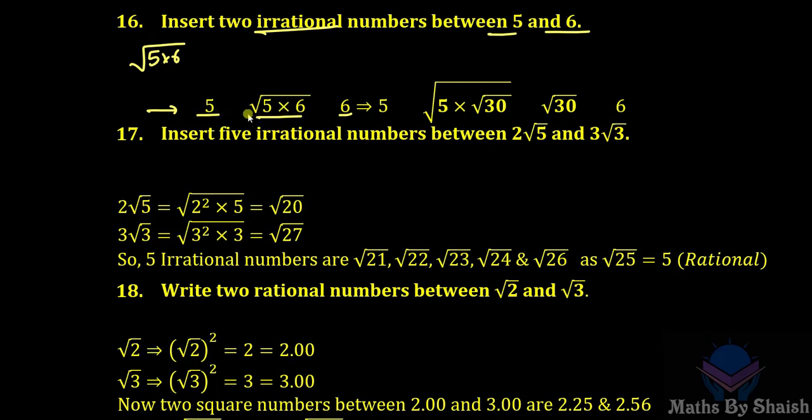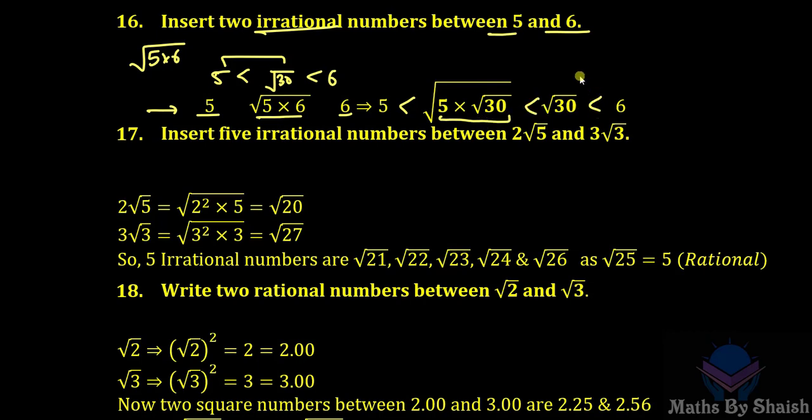So here root 30 is in between 5 and 6. Since we require one more, you can take the next number as this. So I multiplied the 5 and root 30, and then I have taken the square root. Now 5 is going to be less than this number, and this is going to be less than root 30, and this is going to be less than 6.